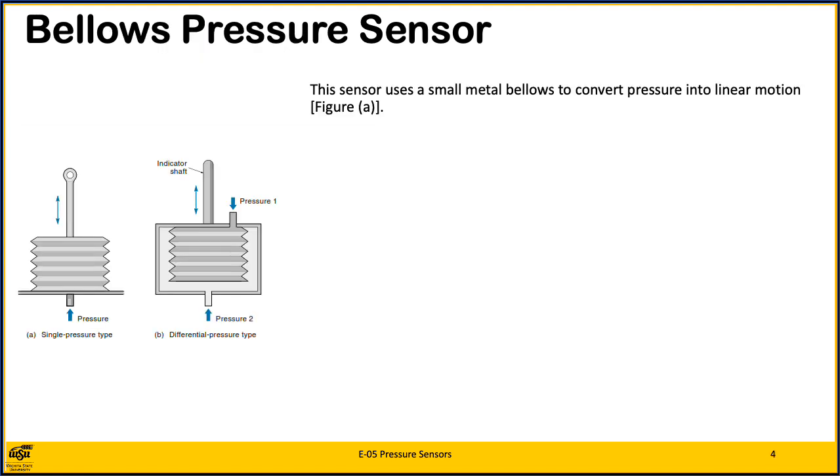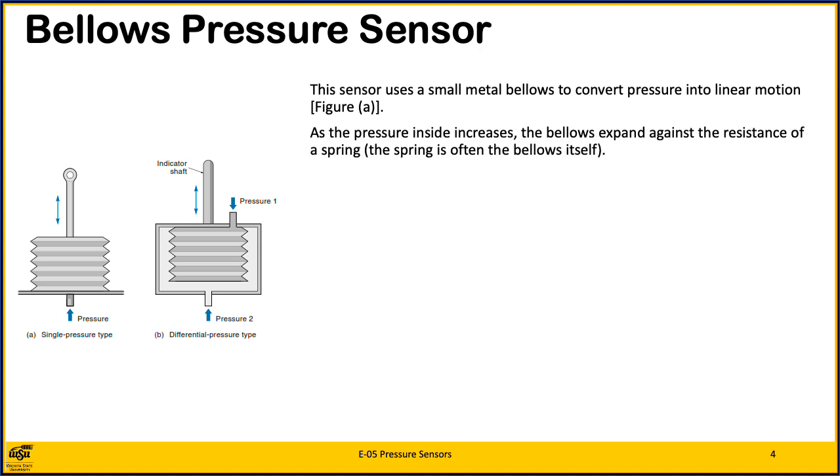A bellows pressure sensor. This sensor uses a small metal bellows to convert pressure into a linear motion. Look at figure A. As the pressure inside increases, the bellows expands against the resistance of a spring. The spring is often in the bellows itself or is the bellows. This motion is detected with a position sensor such as a POT.